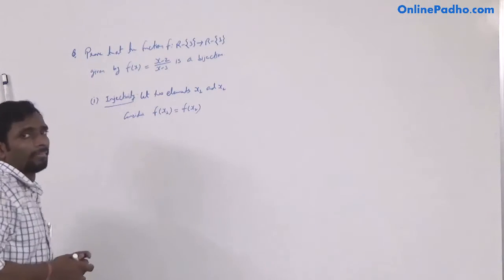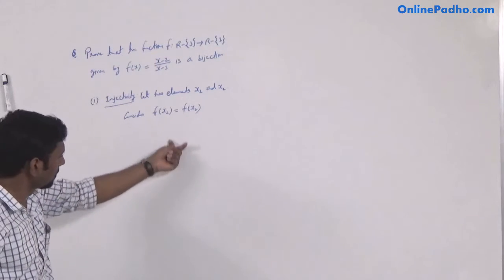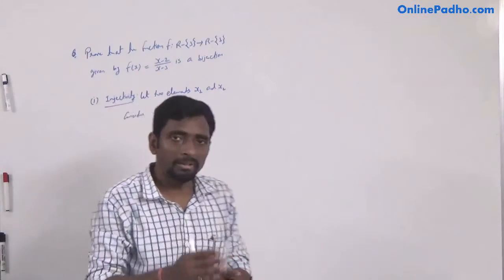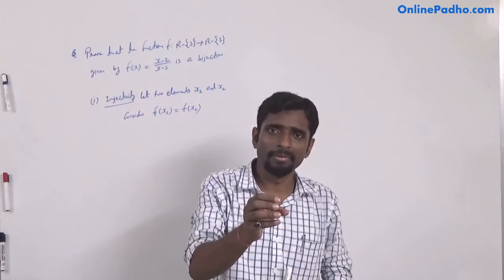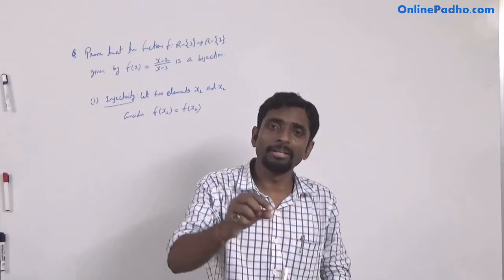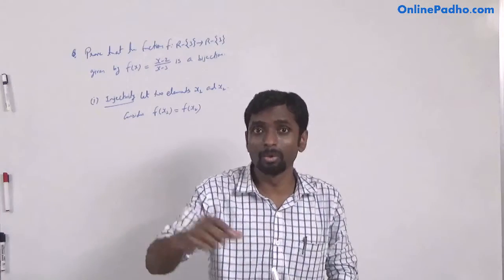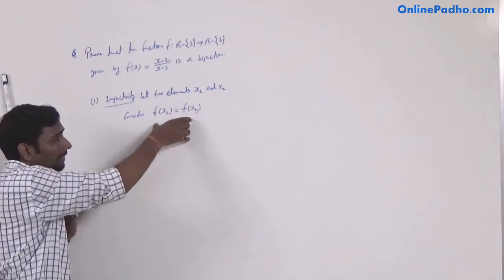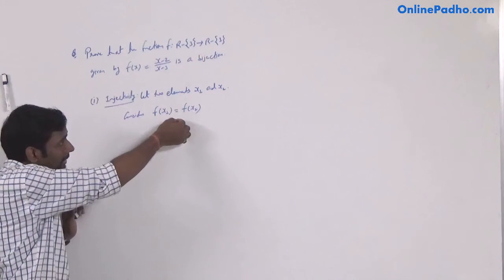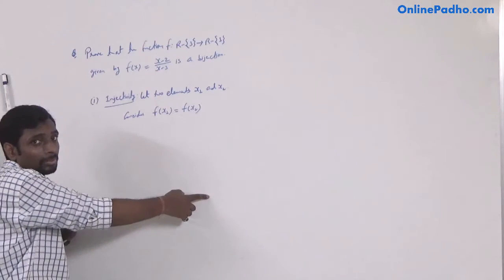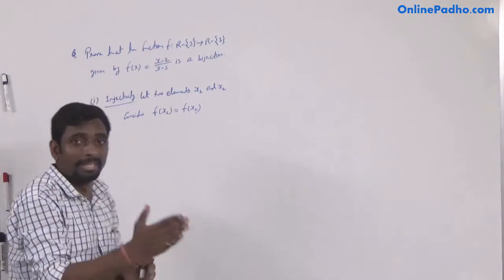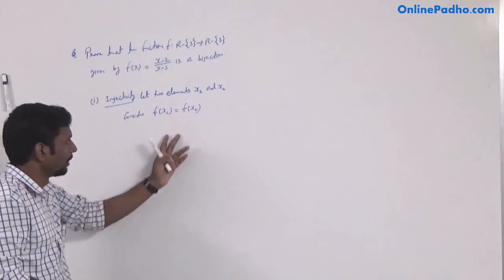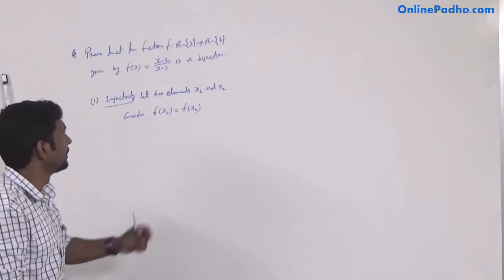To check the injectivity, we consider f(x1) equal to f(x2) and simplify this, and we must get x1 equal to x2. If x1 is equal to x2, it means a single element in the domain has a unique image in the codomain. The two images f(x1), f(x2) are the same, and the objects x1 and x2 are also the same. So for each and every element in the domain, there must be a unique image in the codomain. If you prove x1 equal to x2 by this, you can say that the function is an injective function.